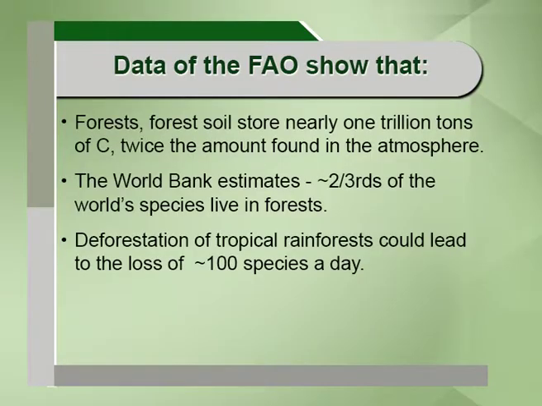The data of the FAO shows that the forest and forest soil store nearly 1 trillion tons of carbon, that is twice the amount that is found in the atmosphere. The World Bank estimates that two-thirds of the world's species live in the forest alone. So, that is really a high number. The deforestation of tropical rainforest could lead to the loss of more than 100 species a day. So, I do not know why we are going for deforestation and privatization, like we are giving the forest to private industries for privatization of these degraded forests. Why are we doing this?